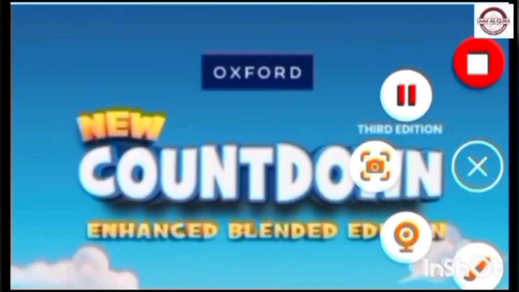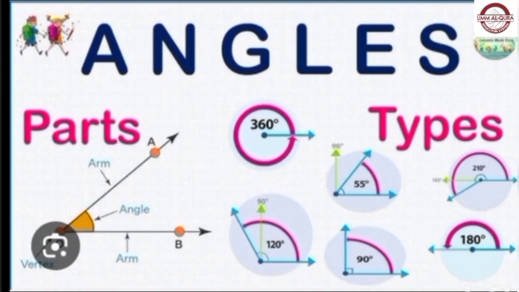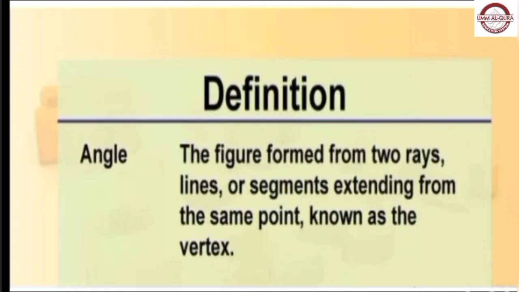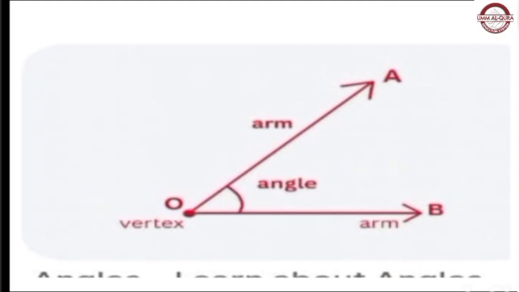Now we are doing our maths work. Today our topic is angles. Let's learn the definition. The figure formed from two rays or segments extending from the same point, known as the vertex, is an angle. Here you can see an example of an angle. OA is an arm, OB is also an arm, and O is the vertex.